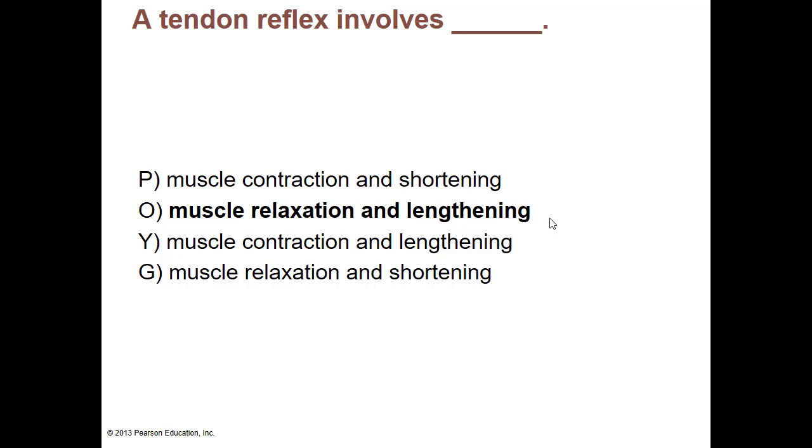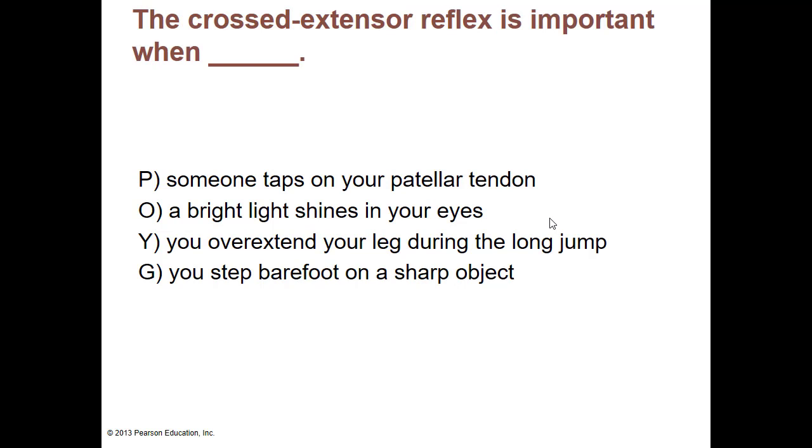If you were pulling on your quadriceps because you're lifting weights and you are just lifting something way heavier than you should be, that's too much tension on that tendon. You could break it. So we need to relax it, and then we need to lengthen that muscle back out because you were shortening it to create the tension. That's right. The cross-extensor reflex is important when?